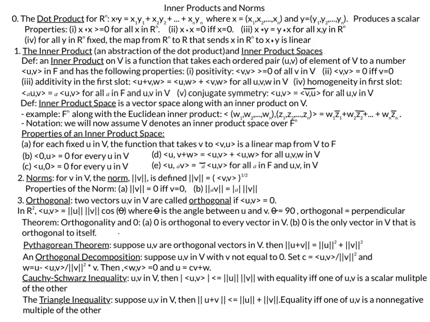Finally, we had these last four theorems, starting with the Pythagorean theorem. Suppose u and v are orthogonal vectors in V, then the norm of u plus v, squared, is equal to the norm of u squared plus the norm of v squared.